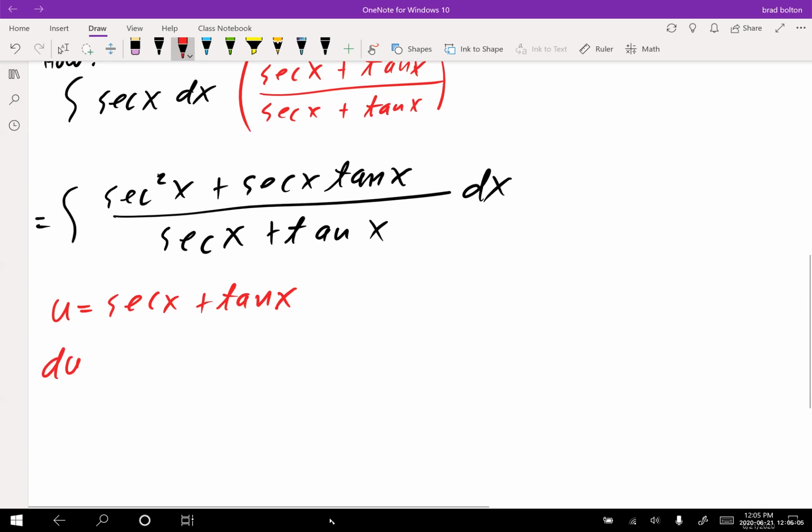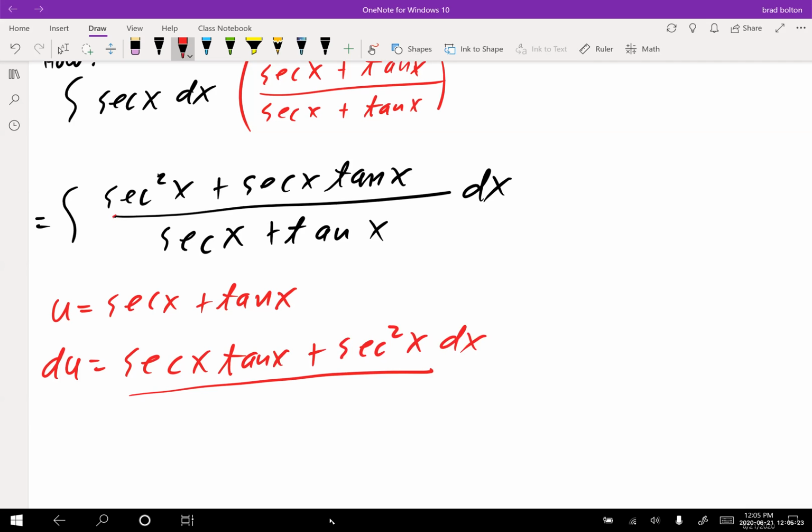So if I let this be secant x, then what's the derivative of secant? The derivative of secant is secant x tan x. And what's the derivative of tangent? Well, the derivative of tangent is secant squared x. Now look at this dx. Look at this, and then look at this. It's literally the same thing.